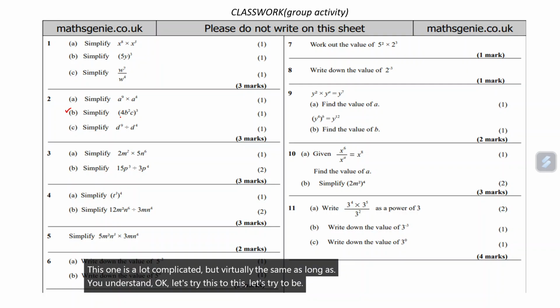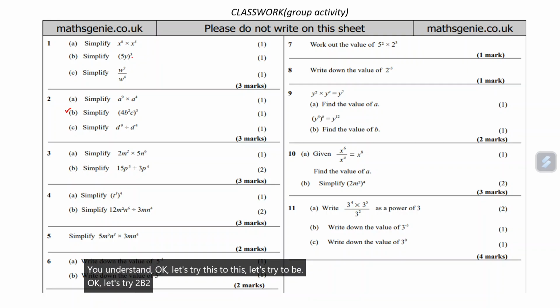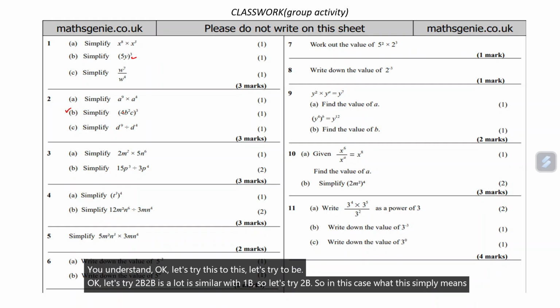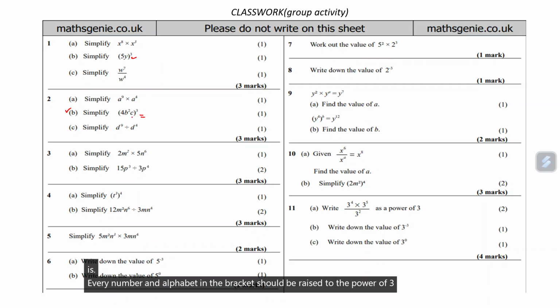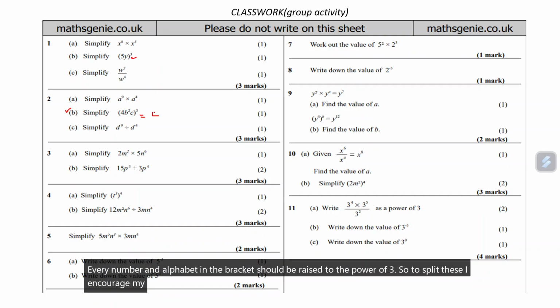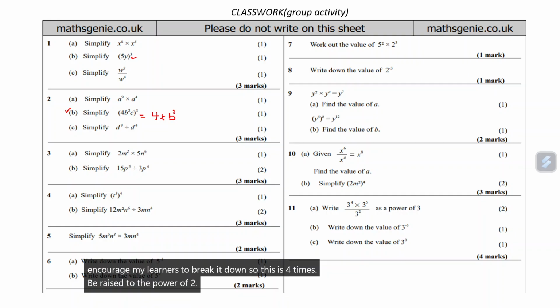Okay, let's try 2b. 2b is similar to 1b. So in this case, what this simply means is every number and alphabet in the bracket should be raised to the power of 3. So to split this, I encourage my learners to break it down. So this is 4 times b raised to the power of 2 times c.